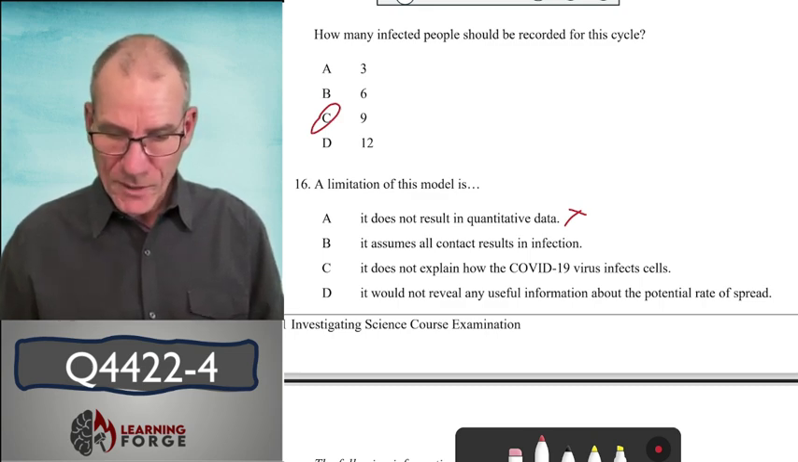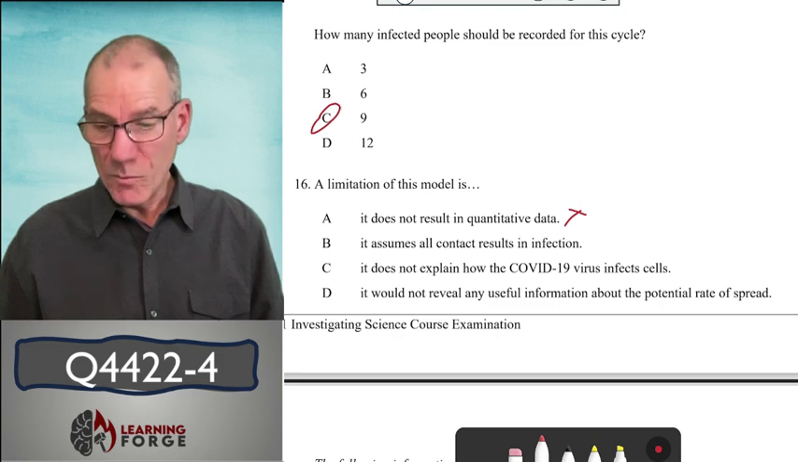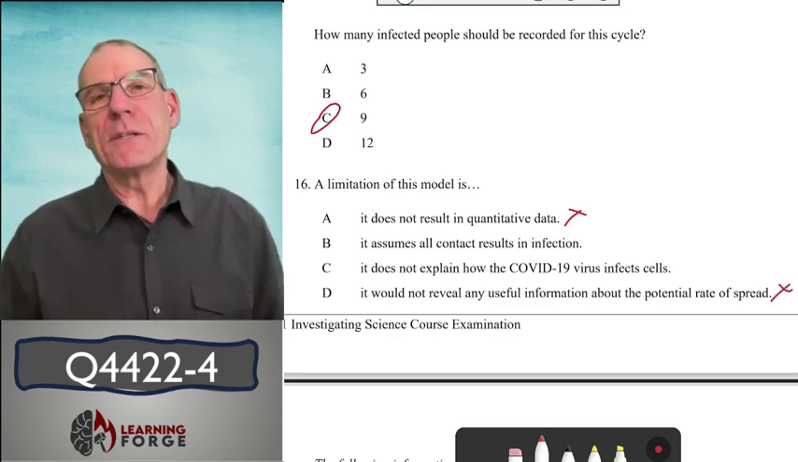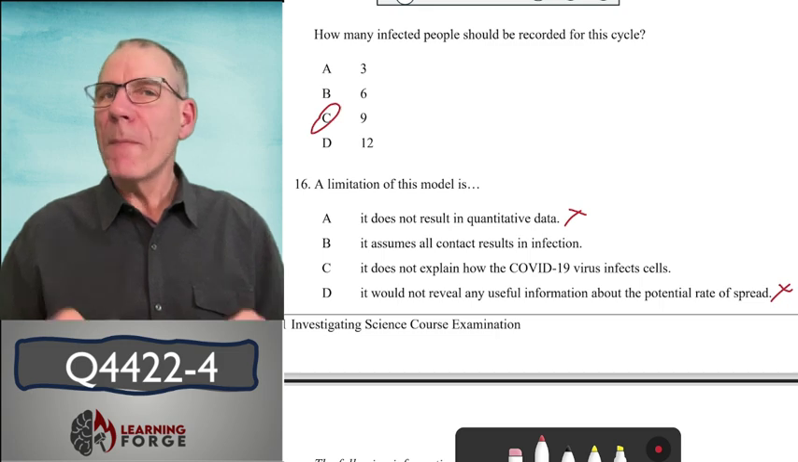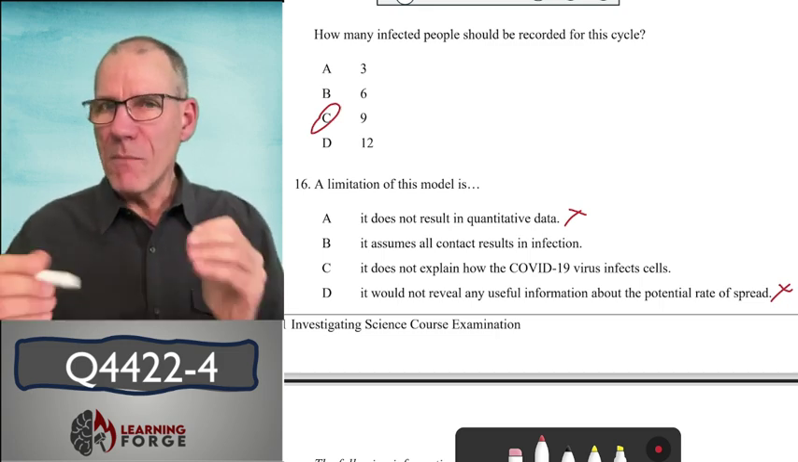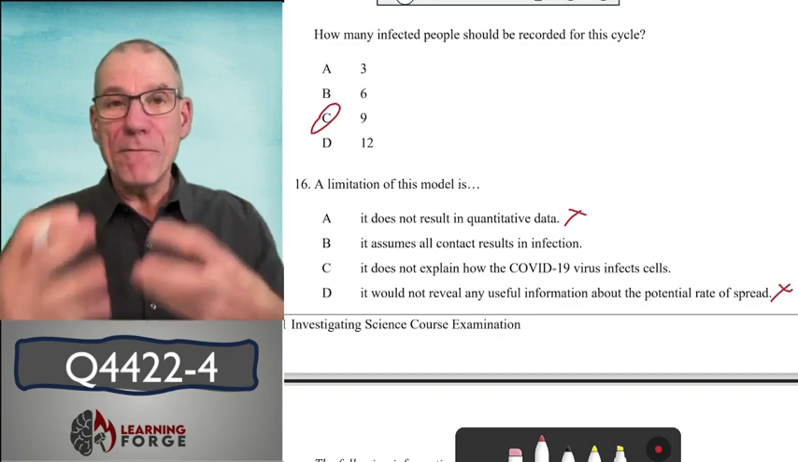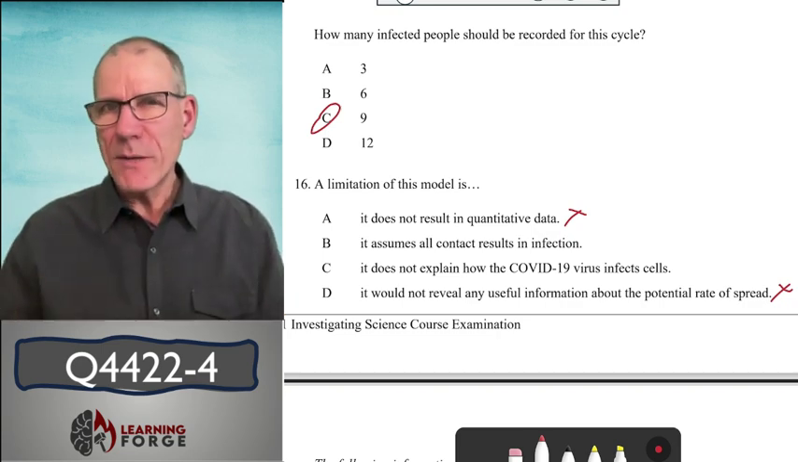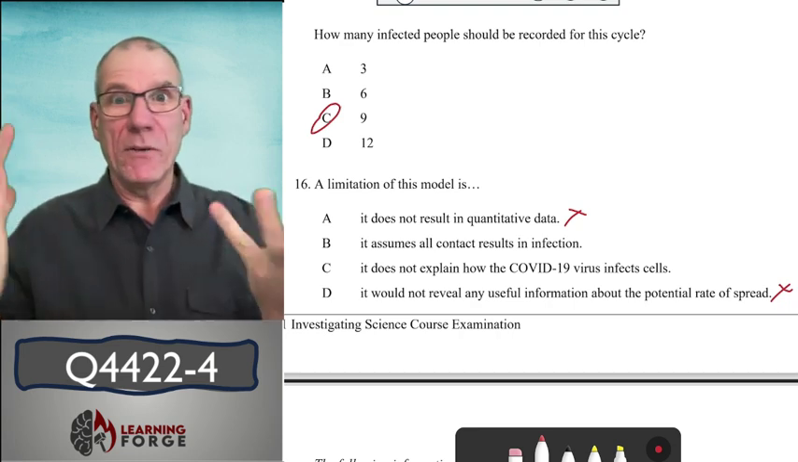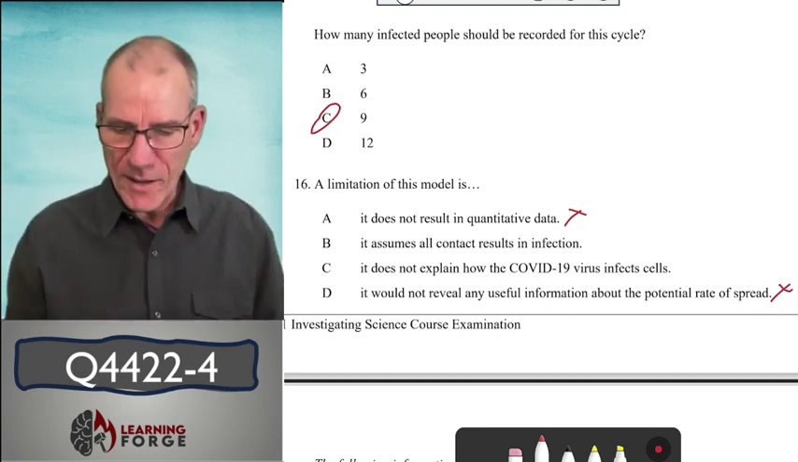It doesn't produce any useful information. Well, it absolutely does. It does not explain how the COVID-19 virus infects the cells. Well, it doesn't do that, correct, but it's not a limitation of this model. This model is set out to model the function, the rate at which it spreads. It's not really trying to model anything about the virus. It could be bacteria, it could be anything, right? It's not really interested in that. So that's not really a limitation of the model.